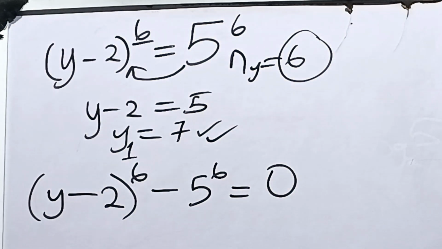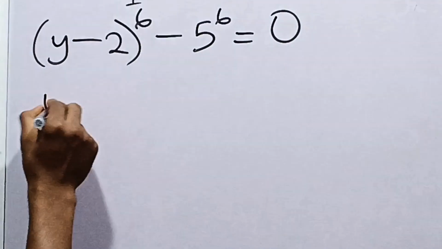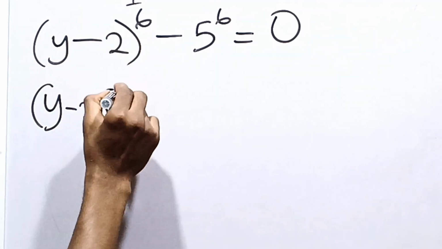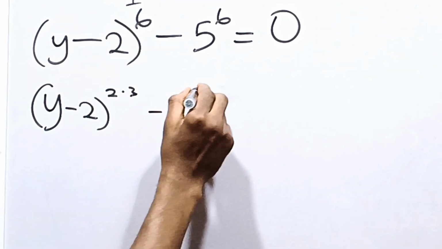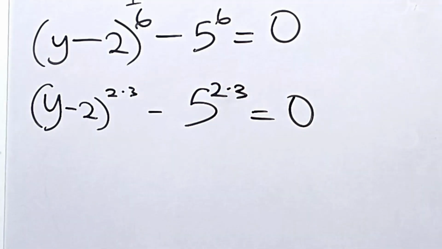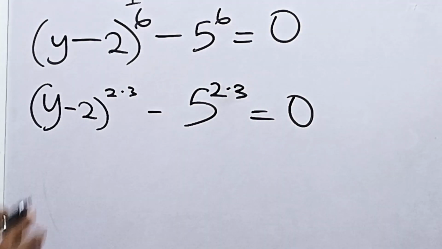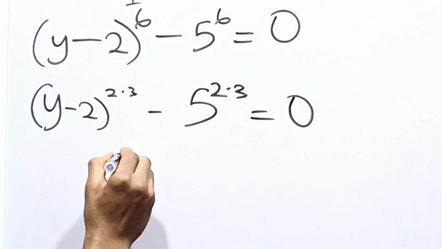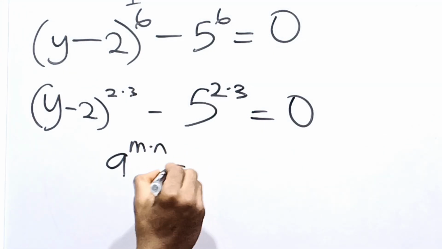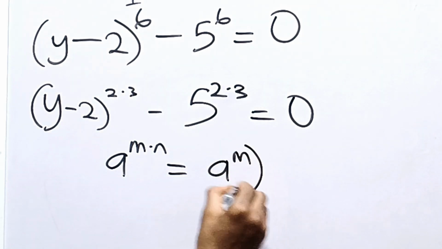We can also do something again. We can say that y minus 2 to the power of 6 can be written as (y minus 2) to the power of 2 times 3 minus 5 to the power of 2 times 3 is equal to 0. Okay? Now, comparing this, let's look at one of the laws of indices. I said that when we have a to the power of m multiplied by n, it is equal to a raised to the power of m, raised to the power of n.